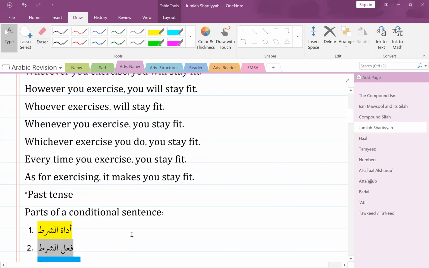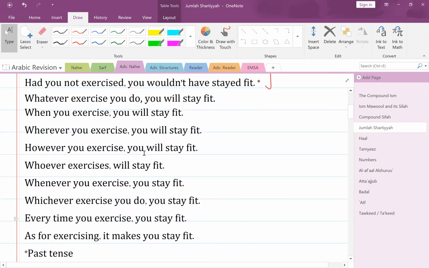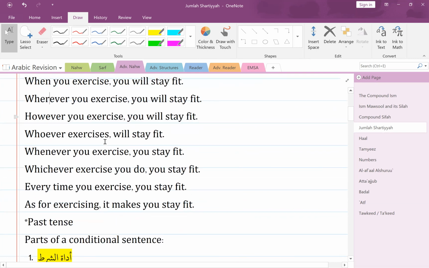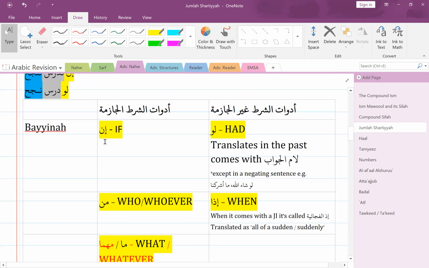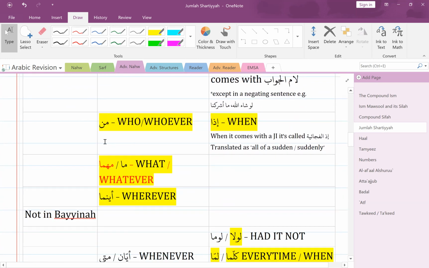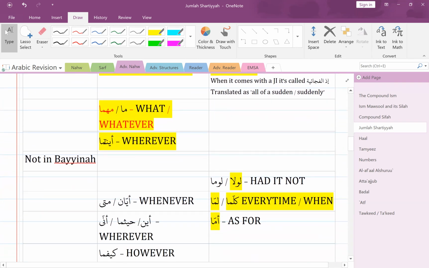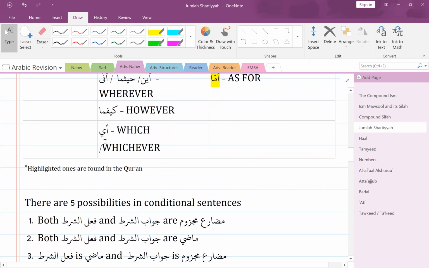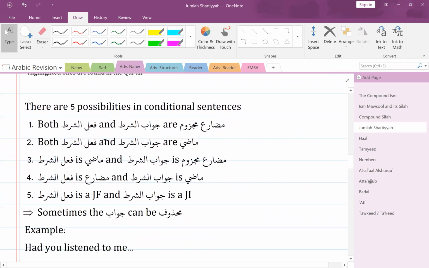So now you see why I gave you a very long list of SharTiyah, because as you can see, all of those adawat that I've mentioned below are captured here. Whichever, every time, whenever, when, however, all of them are captured here in this simple sentence. And you can see how the meaning changes depending on which article of condition you use. Right, so let's go on.